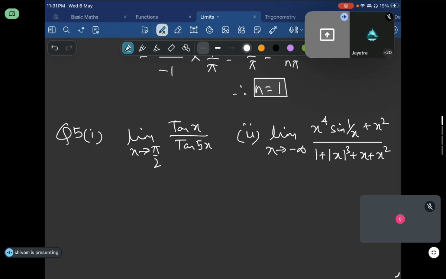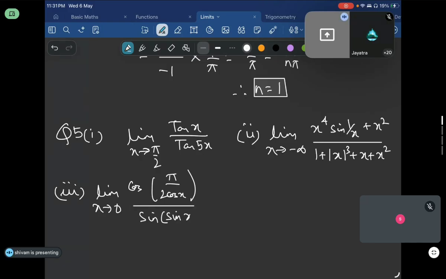Okay, part 3. Limit x tends to 0, cos of pi by 2 cos x upon sine of x square. Solve.